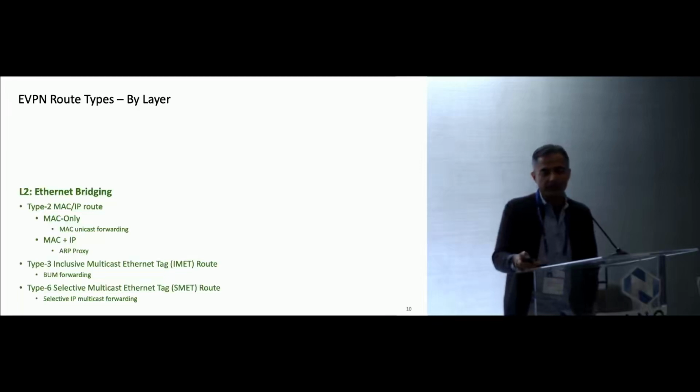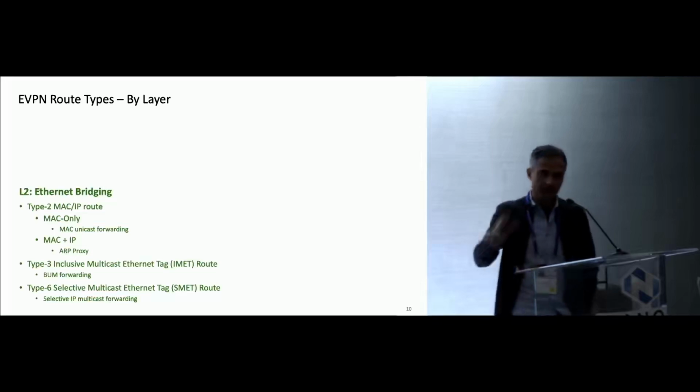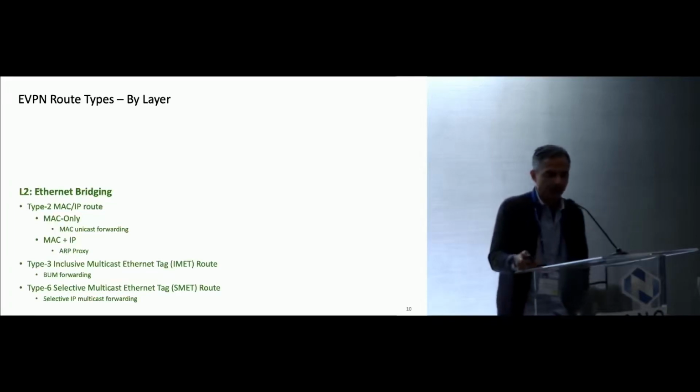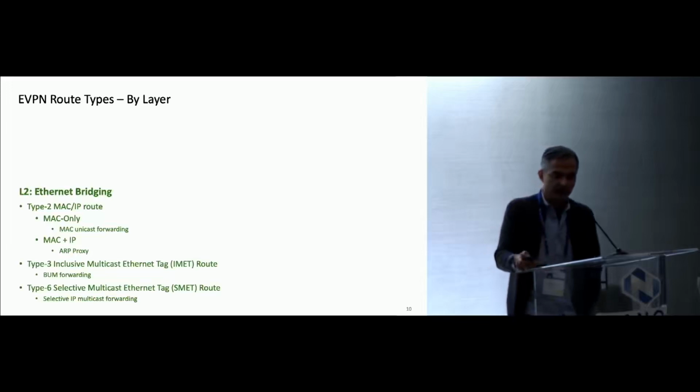Type 3 is for the BUM, and it's called the inclusive multicast Ethernet tag route. If I say inclusive, I mean everybody gets it. And then type 6 is for selective, so only the folks that are interested. We'll cover type 6 a little bit more in detail towards the end.